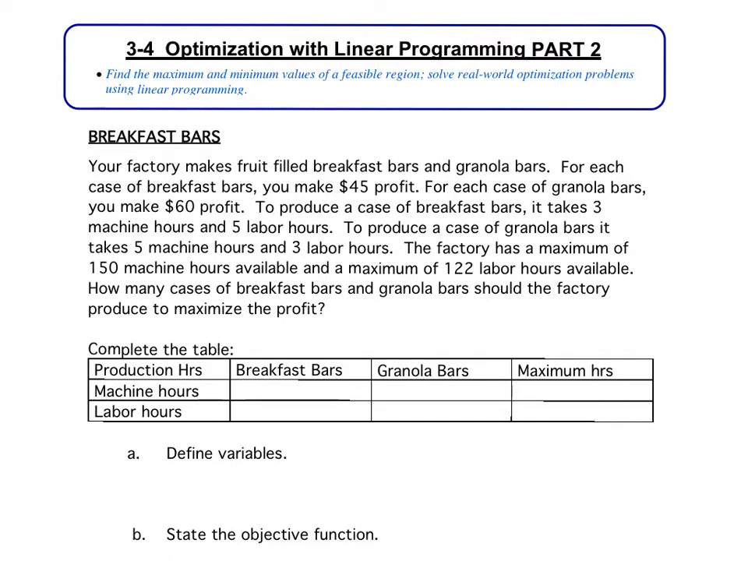So let's just jump right into question 1. Your factory makes fruit-filled breakfast bars and granola bars. For each case of breakfast bars, you make a $45 profit. For each case of granola bars, you make a $60 profit. To produce a case of breakfast bars, it takes 3 machine hours and 5 labor hours. To produce a case of granola bars, it takes 5 machine hours and 3 labor hours. The factory has a maximum of 150 machine hours available and a maximum of 122 labor hours available. How many cases of breakfast bars and granola bars should the factory produce to maximize the profit?